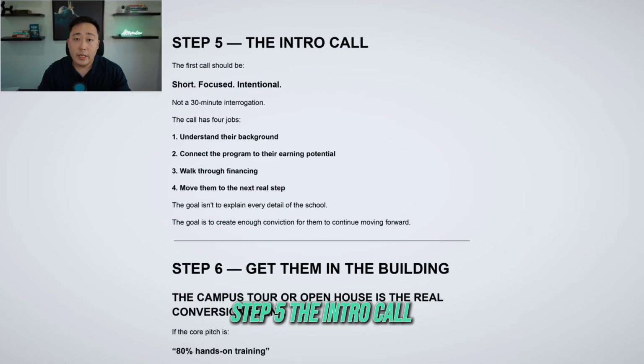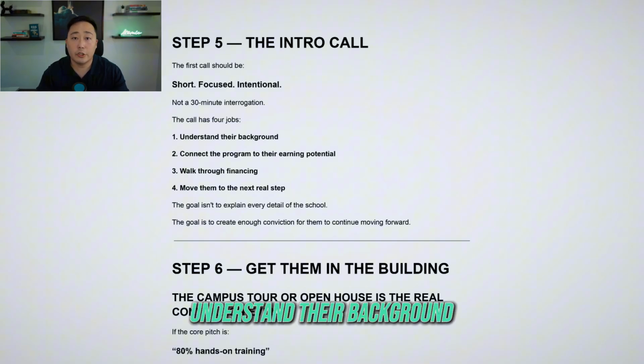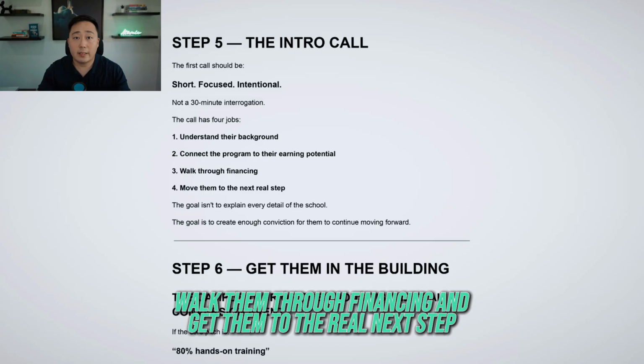Step 5, the intro call. Keep it short, not 30 minutes, or your admissions team can't run any volume. That call has 4 jobs: understand their background, talk earning potential, walk them through financing, and get them to the real next step.